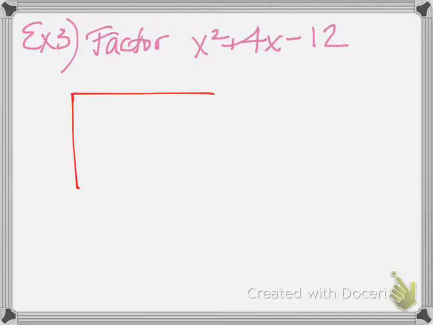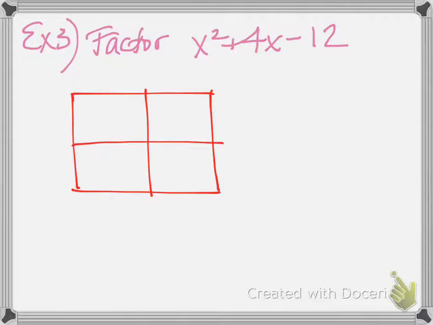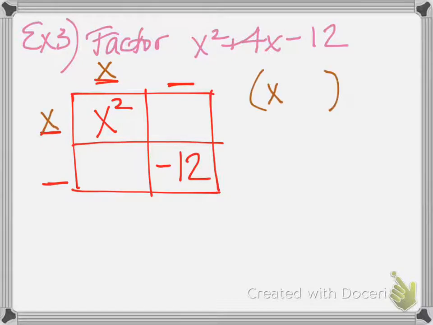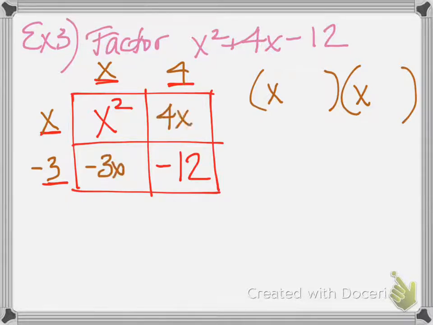So here's my box, here's x squared, here's negative 12, and I need to figure out what's going on the outside. So I know for sure that this is going to be an x and an x, so I can start my parentheses with an x and an x. Now, how could I make negative 12? Well, I can make negative 12 by negative 3 and positive 4. So that would make this negative 3x, and this would be positive 4x. And when I add those like terms, 4x plus negative 3x, that gives me 1x.